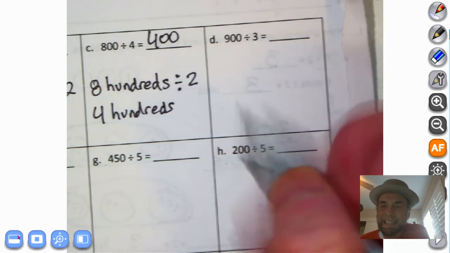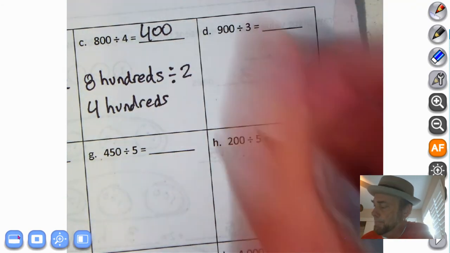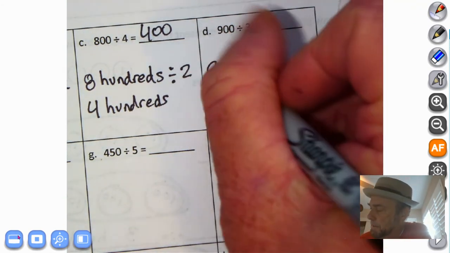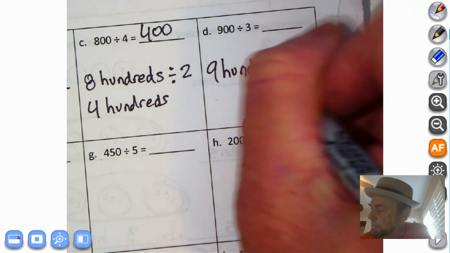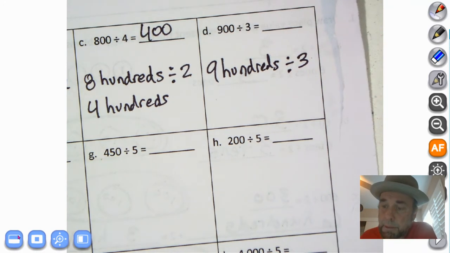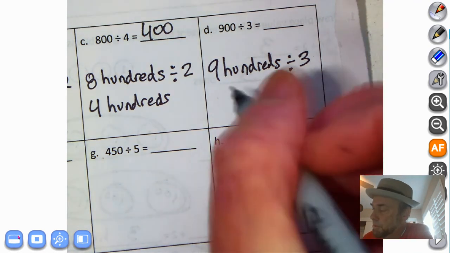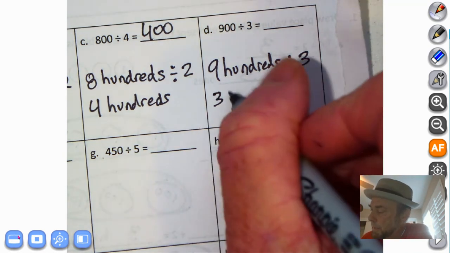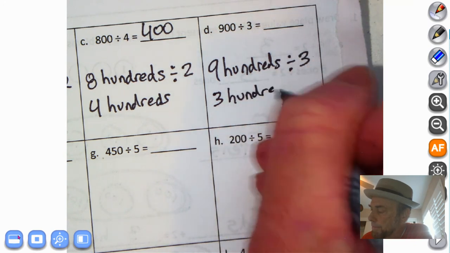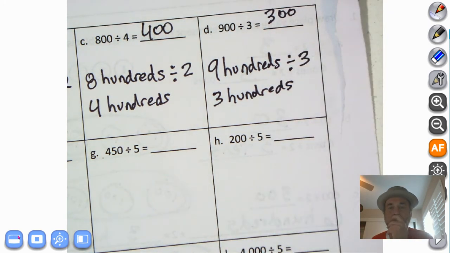All right? Think about this one. 3 times what is 9? 3 times what number is 9? Skip count if you have to. We have 9 hundredths divided by 3. And no, 9 is not a prime number. 1, 3, and 9 are its factors. So 9 divided by 3 is 3, but we're dealing in hundredths, so I'm going to write the hundredths here. And that'll equal 300. All right, see how this is working?